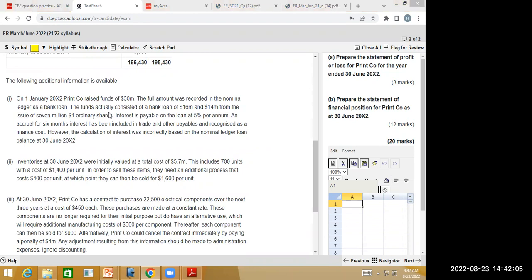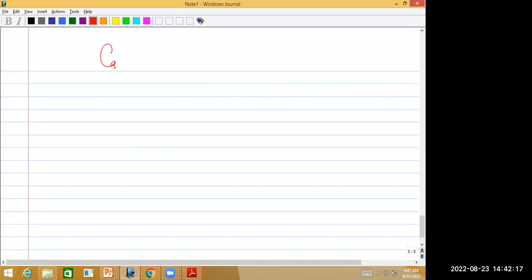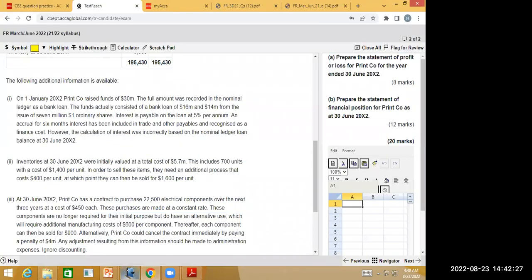The parent company raised funds of 30 million. The full amount was recorded in the nominal ledger as a bank account. So what accounting entry have they made? Cash debit and loan credit by 30 million. It further says that the funds actually consisted of a bank loan of 16 million and 14 million from the issue of 7 million $1 ordinary shares.